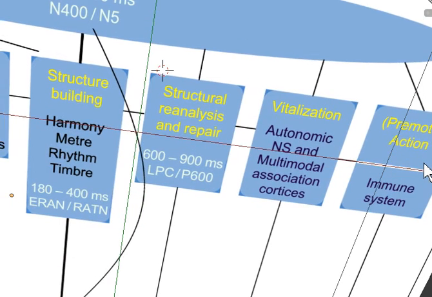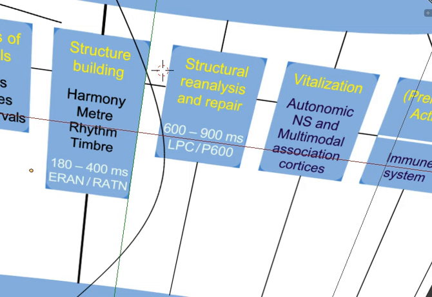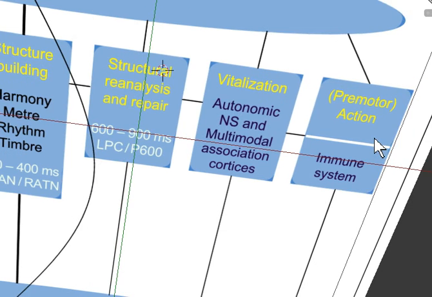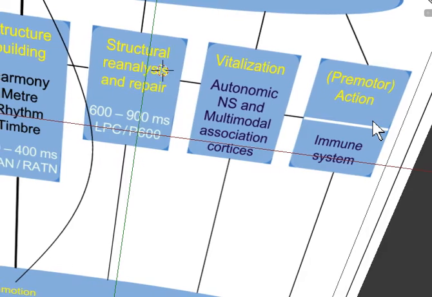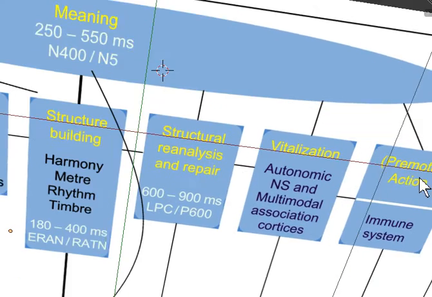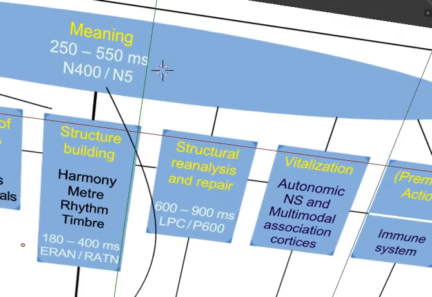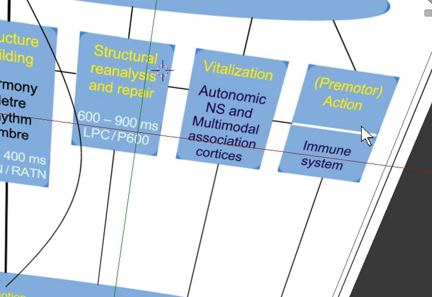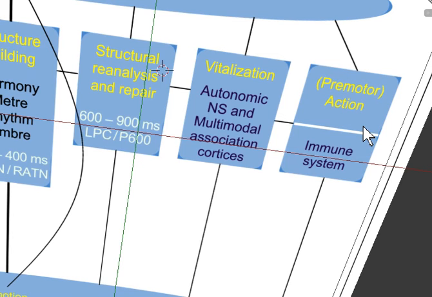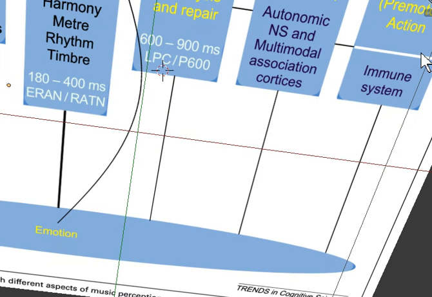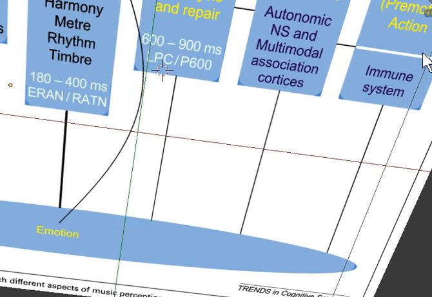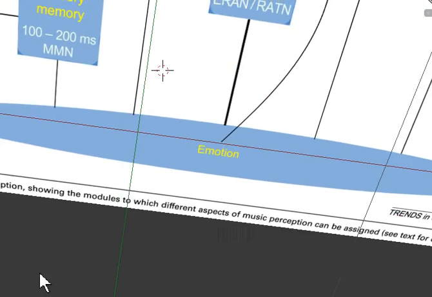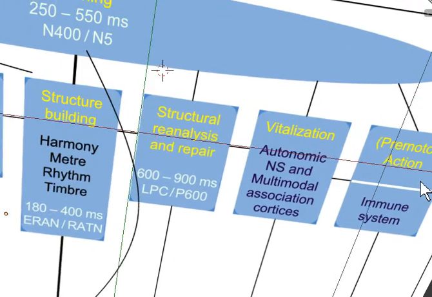Vitalization, autonomic nervous system, and multimodal associative cortexes. No idea. And premotor action, immune system. Okay, so I guess the point is, I don't know, it makes you feel better? Music makes you less sick, I guess? Okay, and emotion. So those are my first thoughts looking at this.